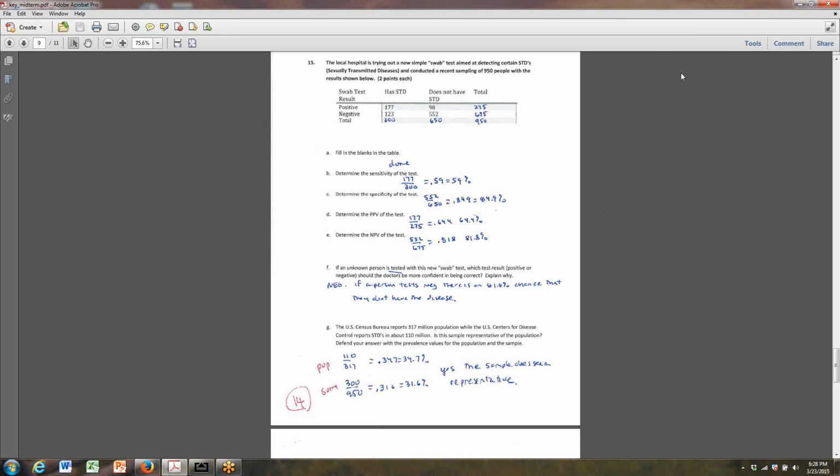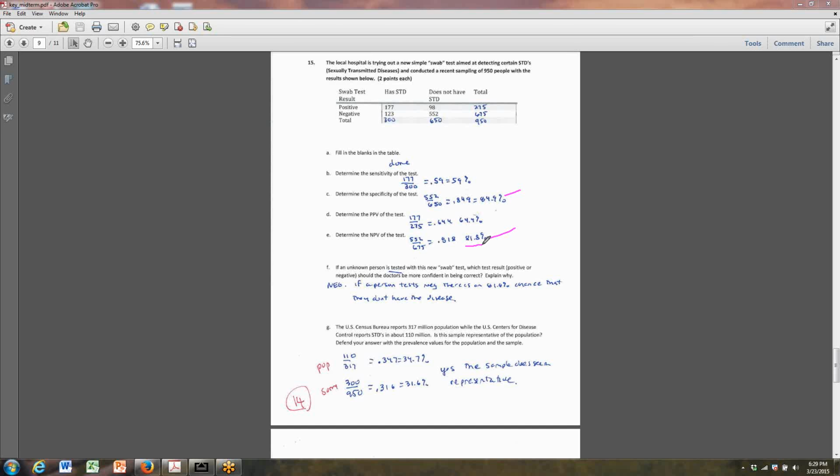Well, the correct answer is negative, and the reason why it's negative is if you look at the NPV, the negative values were the 84.9 and the 81.8. The NPV of 81.8 means if you test negative, you actually don't have the disease 81.8% of the time. So if you test negative, the NPV tells you that test is true. You don't have the disease 81.8% of the time. Whereas the specificity is just that backwards, saying if you don't have the disease, you're going to test negative 84.9% of the time.